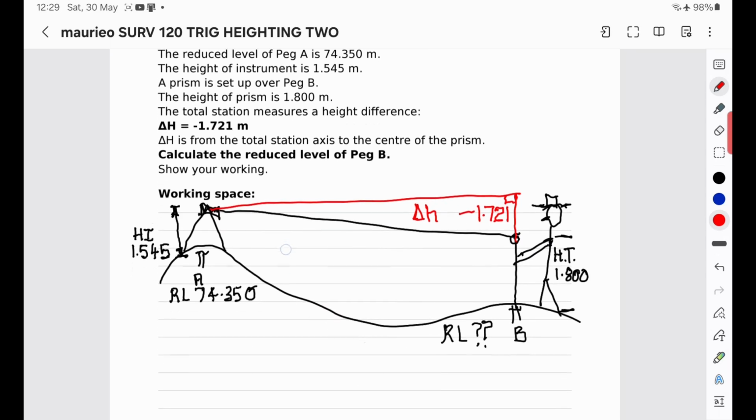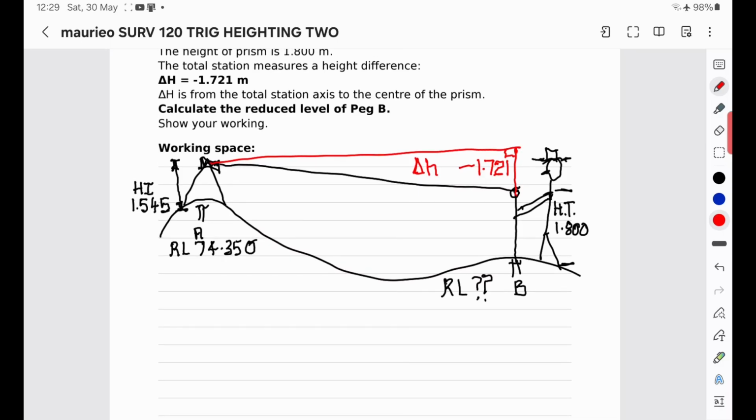And we want to calculate the reduced level of B. So the formula we're going to use is the RL of B equals RL of A, like that there, plus HI plus delta H minus HT.